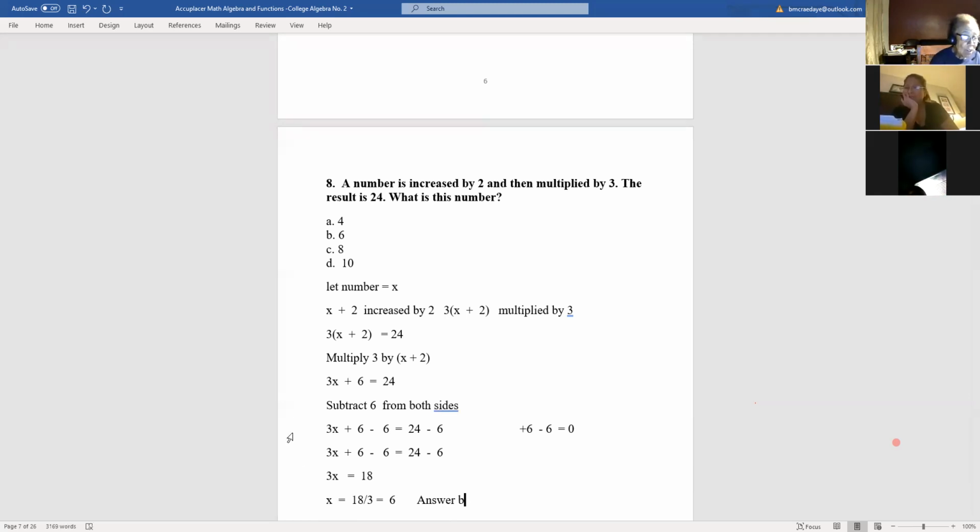And you can see here, 3 times 6 is 18 plus 6 gives you 24. And if you put 6 plus 2, you get 8, and 3 times 8 equals 24. So you can check it and see it's right. Okay, let me write this down. Any questions on number 8? No.